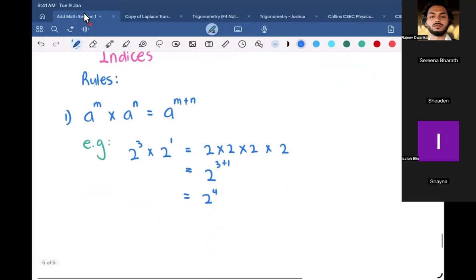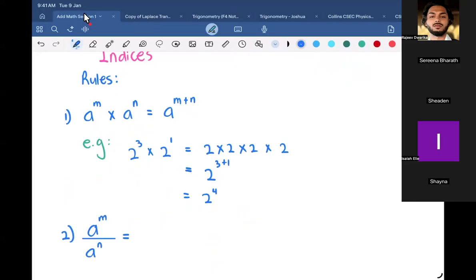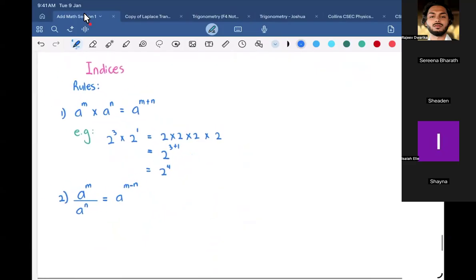Right. The other rule you need to know is that a to the power m all over a to the power n is equal to what? If multiplication was addition, what do you think division would be? Subtraction. Right, subtraction. And why is that? Let's look at a quick example.